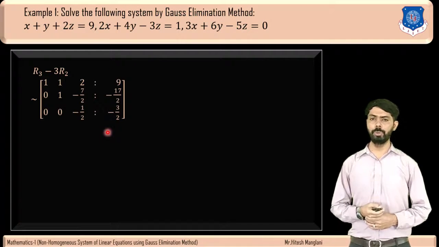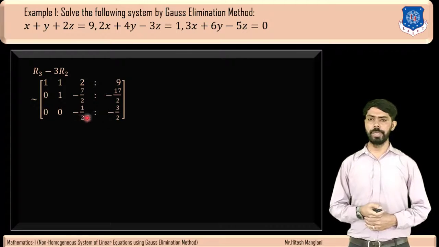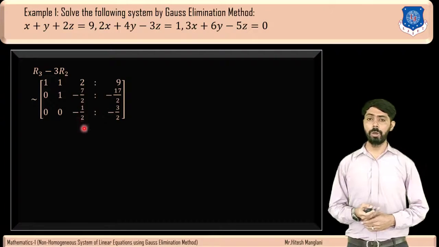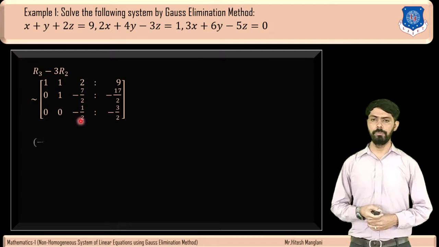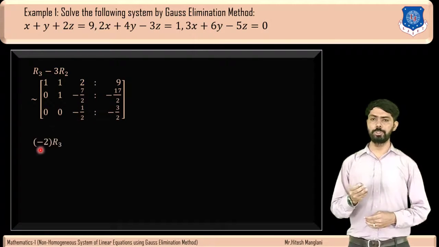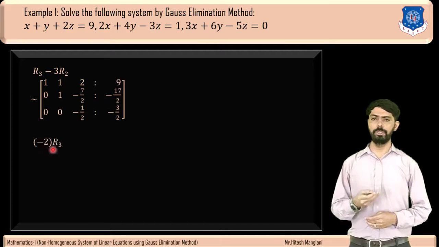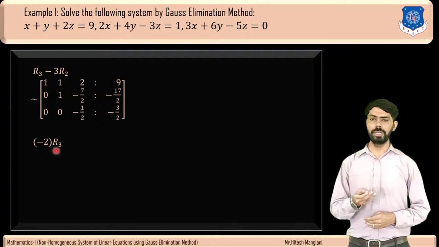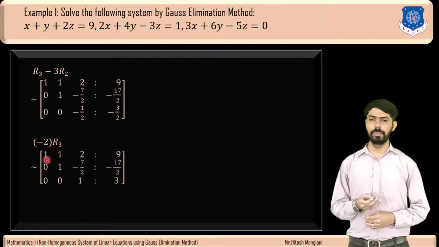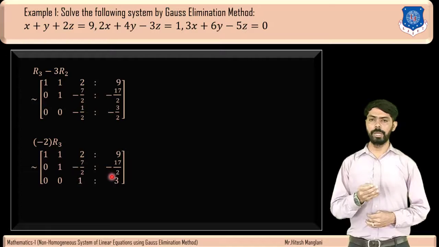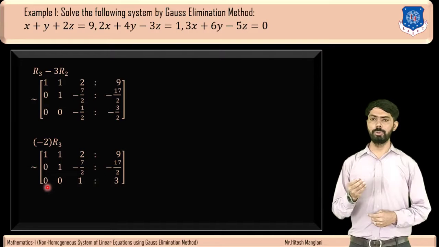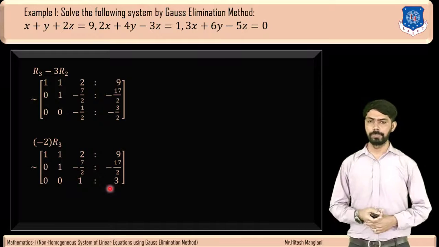Now if you look at the third row, then the leading entry is minus 1 by 2. But according to the definition of row echelon form, it should be 1. So for that we will multiply the third row by minus 2. So here we will use the row operation minus 2 R3. After using this row operation, the next matrix will be [1 1 2 9], [0 1 -7/2 -17/2], then [0 0 1 3].